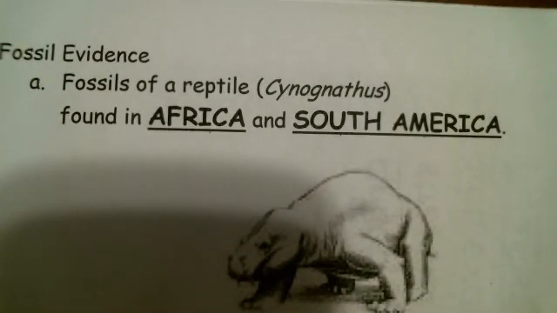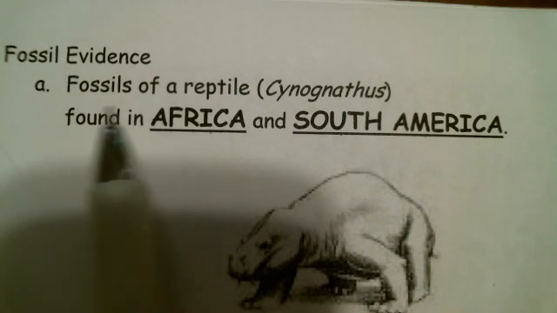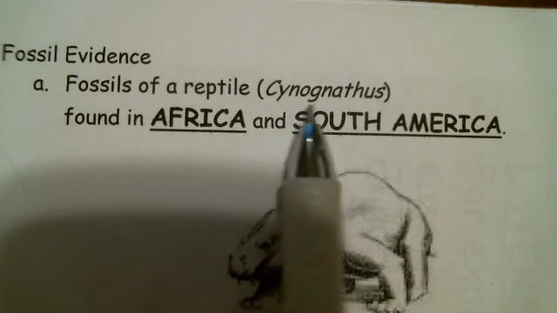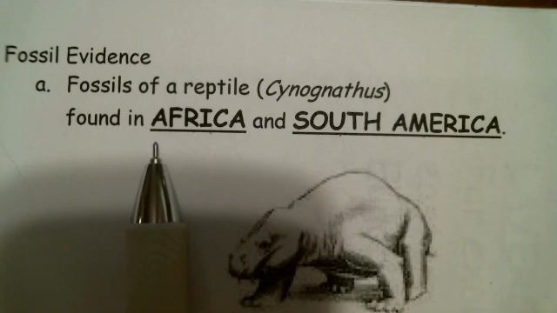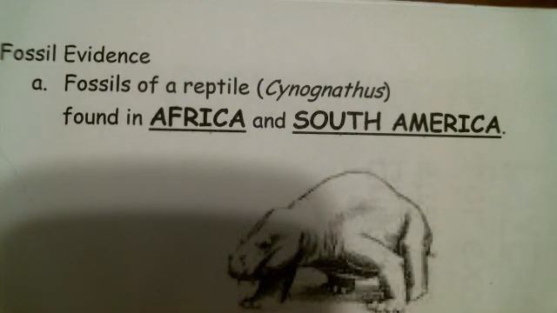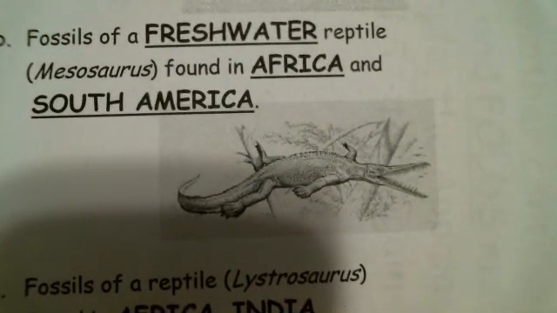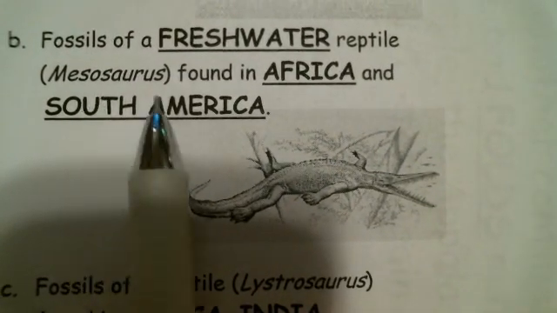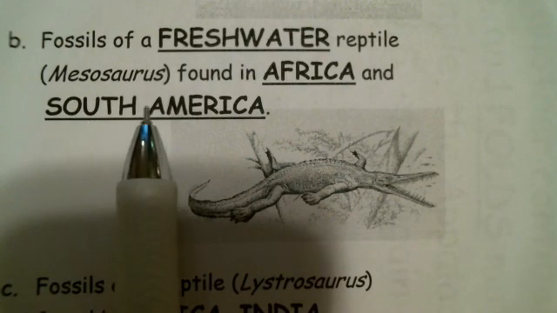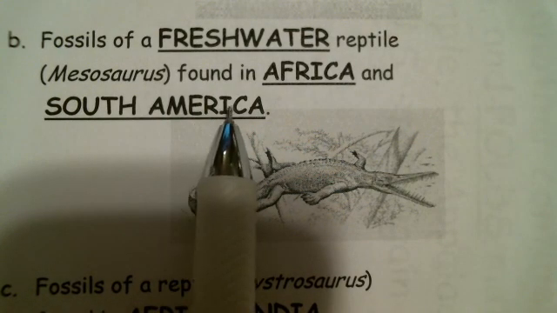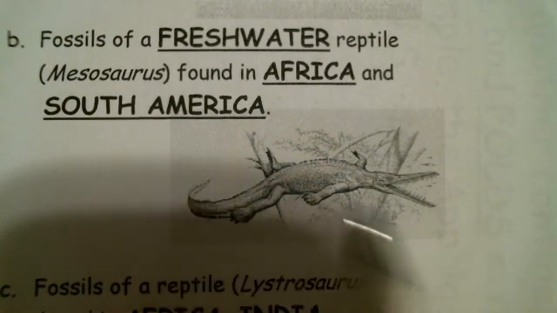Okay, one of these evidences is the fossil of a reptile called Cynognathus. It is found in Africa and South America, not anywhere else. So that suggests that Africa and South America were once together. Okay, here's fossils of a freshwater reptile called Mesosaurus, found in Africa and South America.